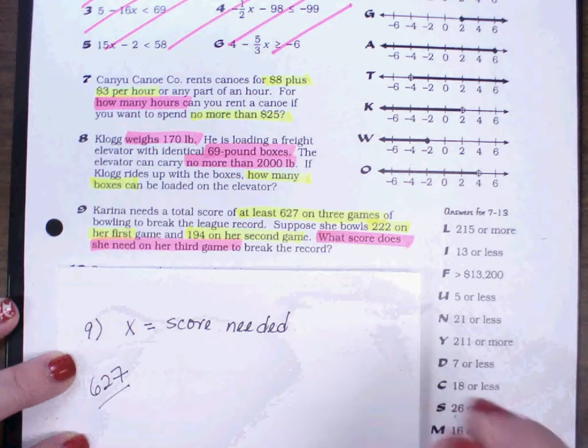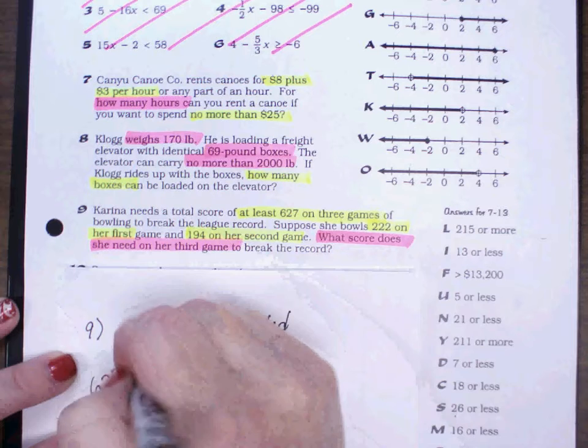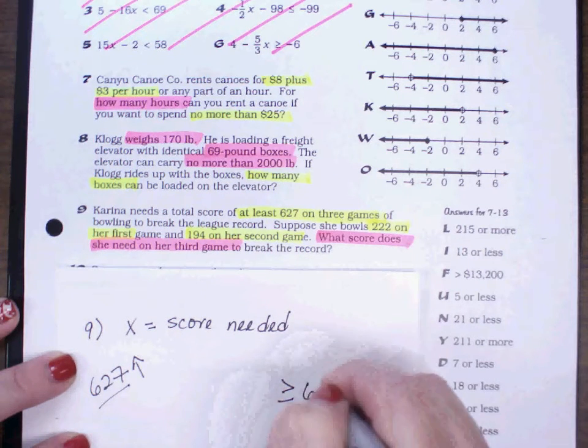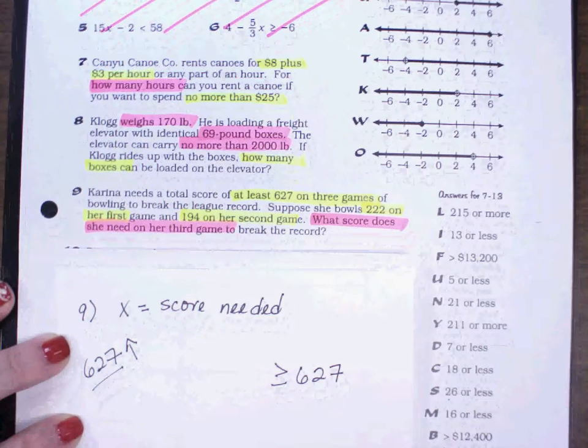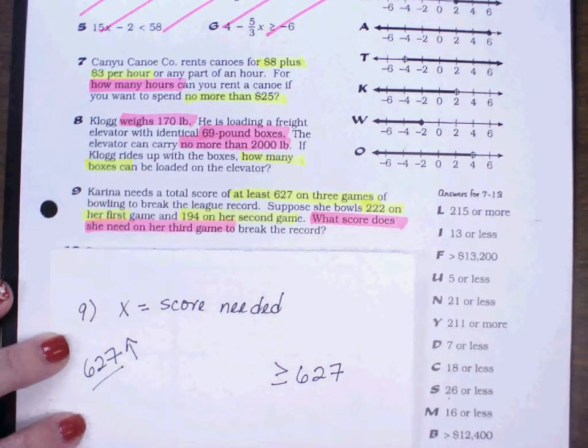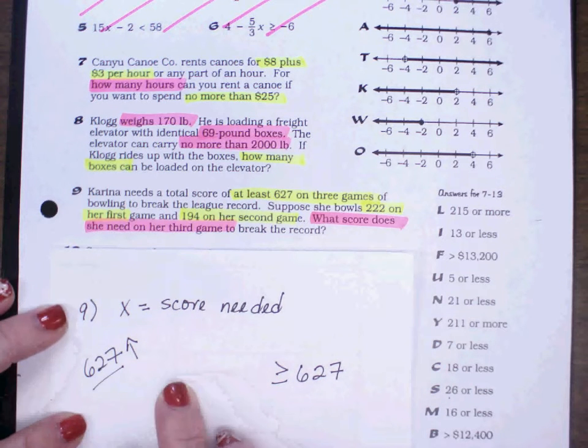How much does she need to break the league record? Okay, so can she have 627? Can she have less than that? She has to have how much? More than that, right? So it needs to be greater than or equal to 627.